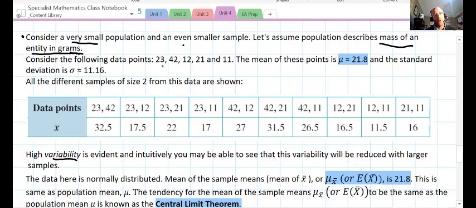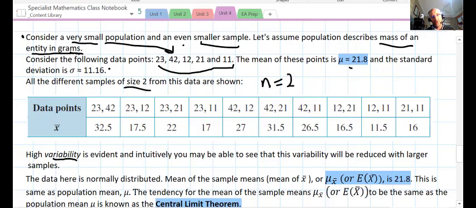Consider the following data points. So here we go. The mean of these points is 21.8. You can verify that yourself. Standard deviation is 11.16. So that's the population. All right, I told you it was very small. Now we're taking a sample. What about the sample? We're taking sample sizes of 2. So n equals 2. That's ridiculously small.